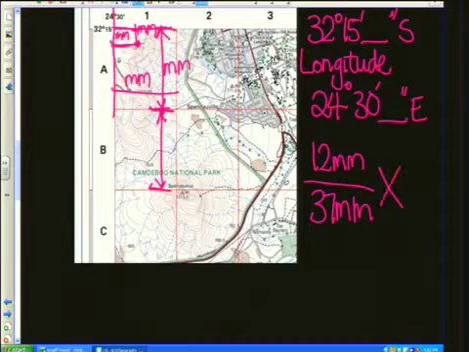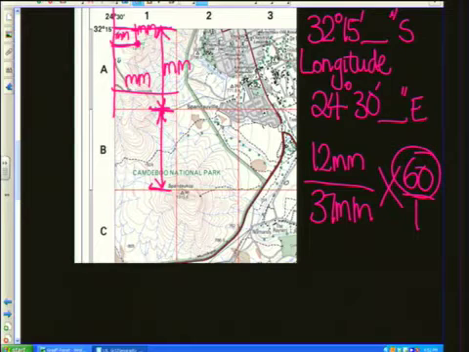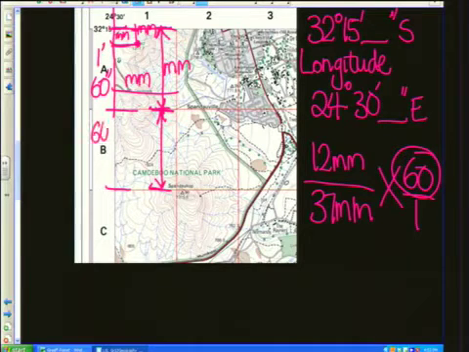And what do we do with this? We multiply by 60 over 1. Where did I get the 60 from? Note, between each line of latitude, the distance is always 60 seconds or 1 minute. This is the distance between two lines of latitude.